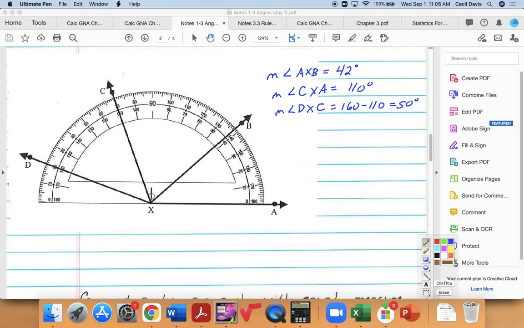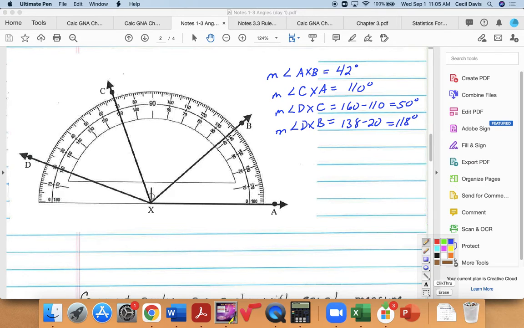All right, let's do another one. Let's do angle DXB. Neither of them go through 0, so I can pick either scale I want to use. Let's use the outside scale this time. So this goes on the outside scale, goes through 20. And what does XB go through? 138. So I can just do 138 minus 20 is 118.